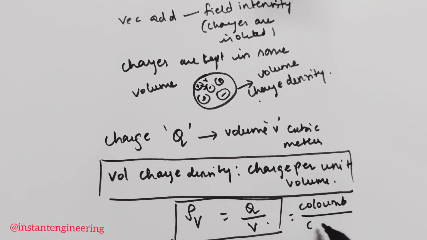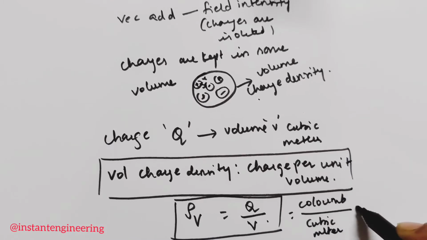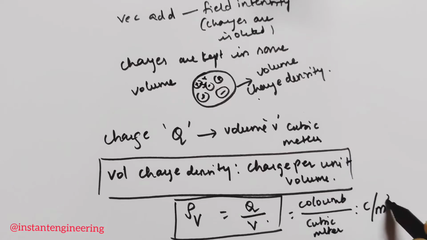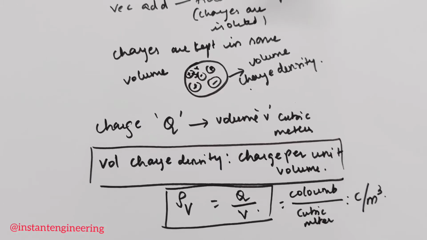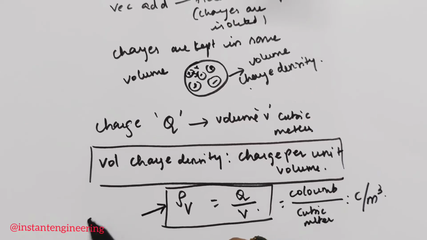And volume is cubic meter. So it can also be written like this: rho V is Q by V. Now further explanation of this is, this expression is actually for when the charge is uniformly distributed. Q is uniform.